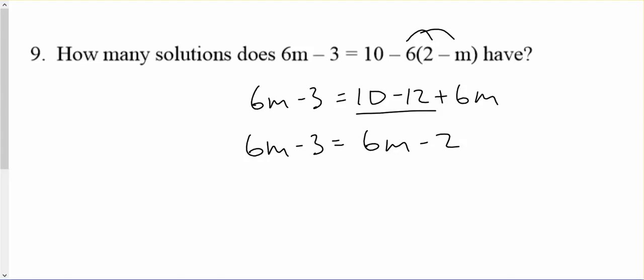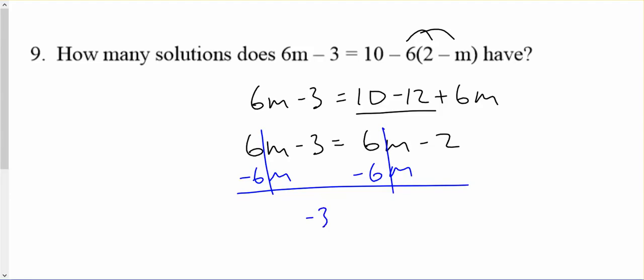And so we can see right here that we're going to get no solutions, because when I try to get my variable to one side, the variables cancel out, and I'm left with -3 equals -2, which doesn't make any sense. So the answer is no solutions.